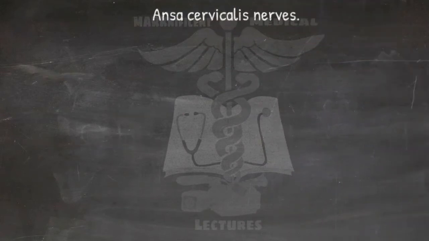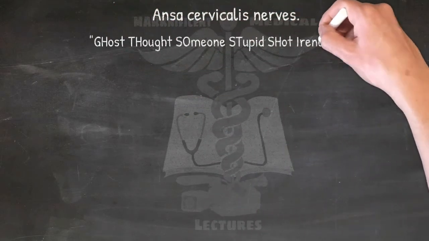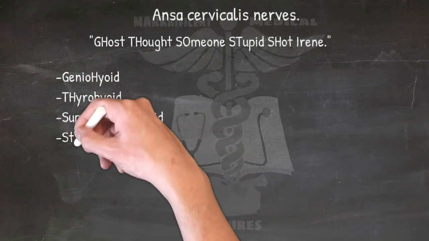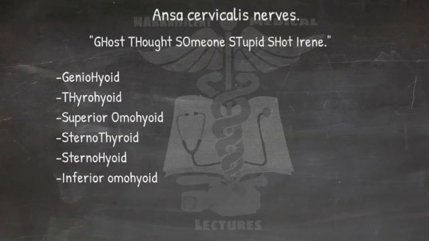Ansa cervicalis nerves. Ghost thought someone stupid shot Irene. Geniohyoid, thyrohyoid, superior omohyoid, sternothyroid, sternohyoid, and inferior omohyoid.